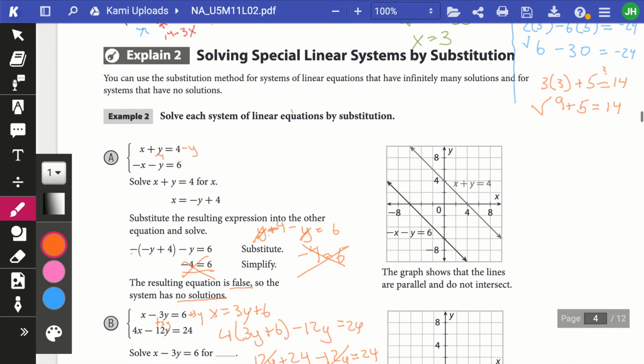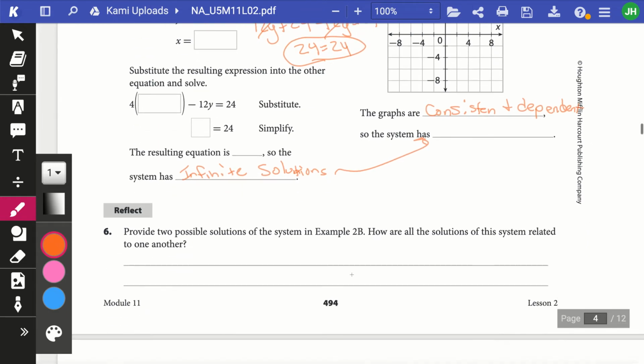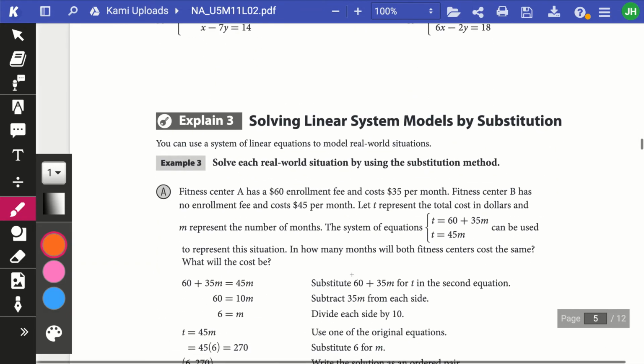These are consistent, dependent, right? Consistent and dependent. System has infinite solutions. All right, so those are the special circumstances.